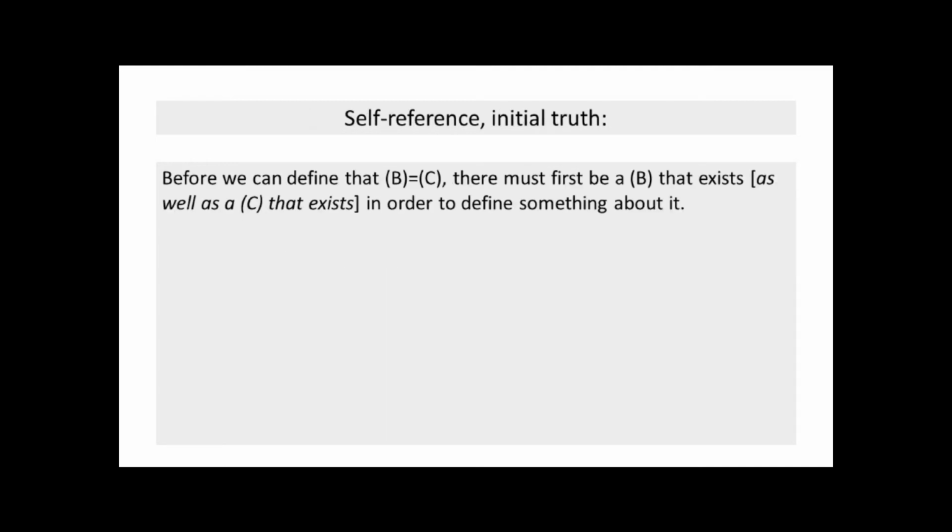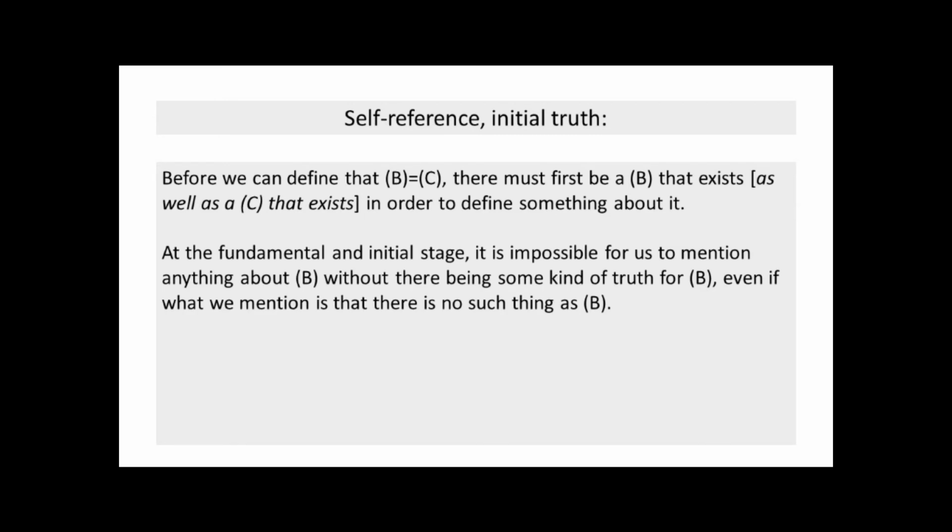Before we can define that B equals C, there must first be a B that exists, as well as a C, in order to define something about it. At the fundamental and initial stage, it is impossible for us to mention anything about B without there being some kind of truth for B, even if what we mention is that there is no such thing as B. The act of mentioning B can equal the truth or existence of B.